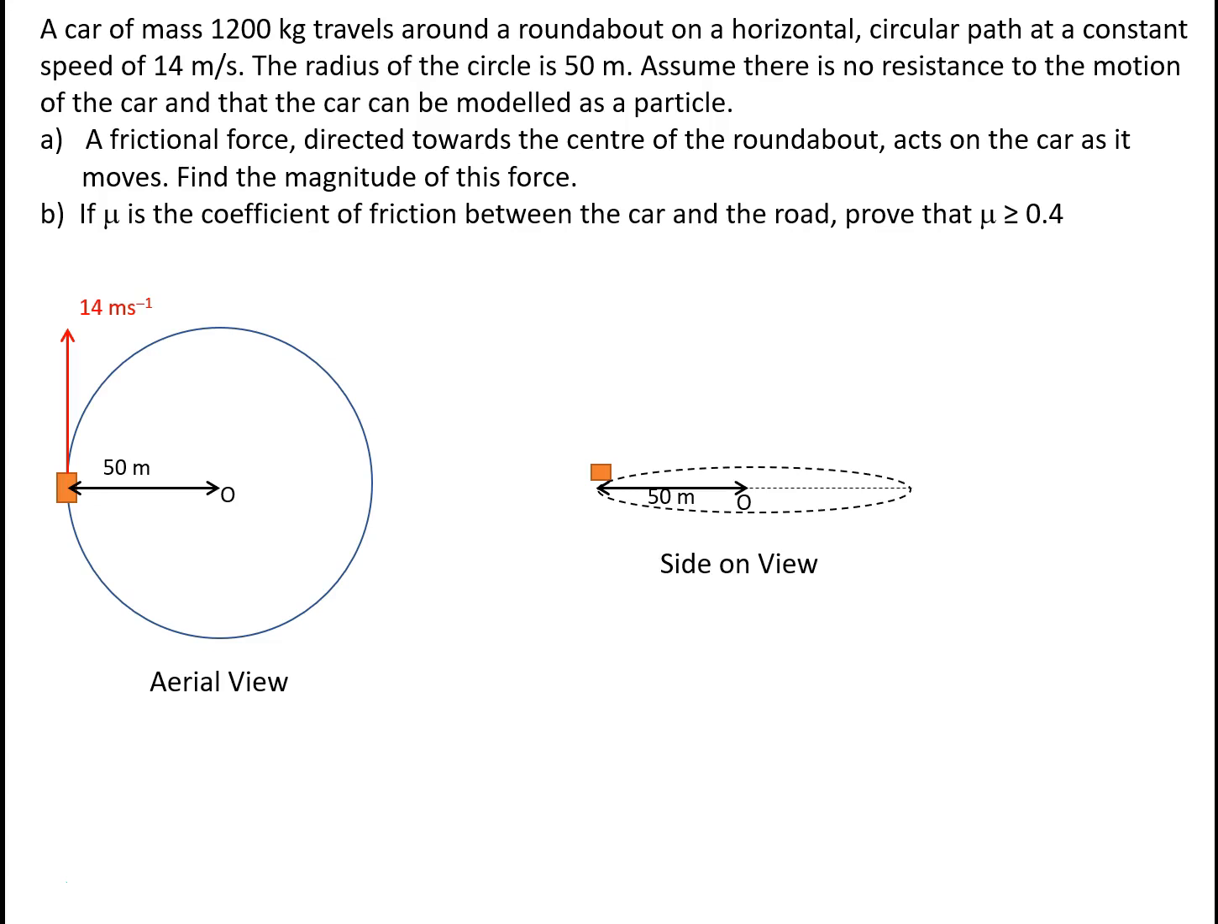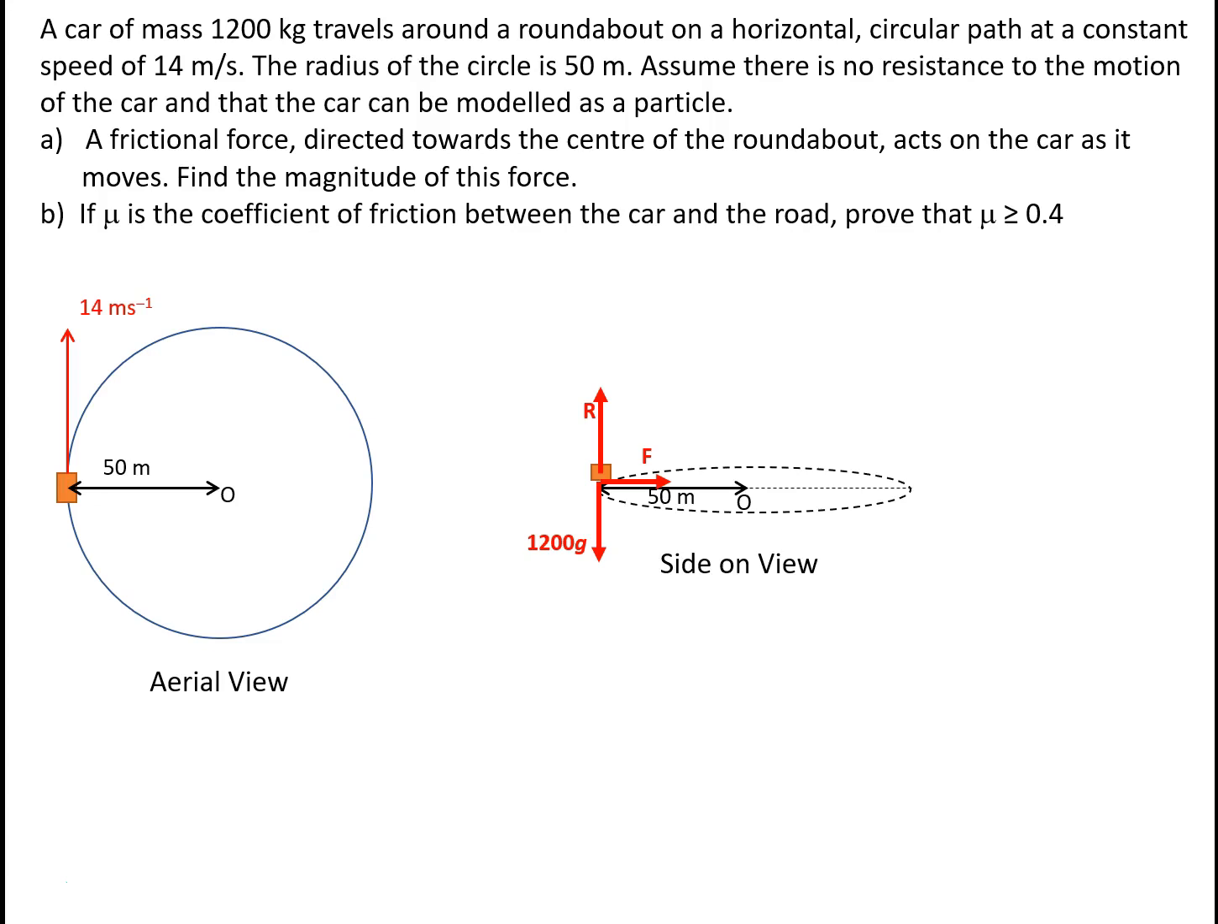Now the forces acting on the car: we've got the weight of 1200g, and we have got the normal reaction, and we've got this frictional force of magnitude F, and we've got to try and find the value of F.